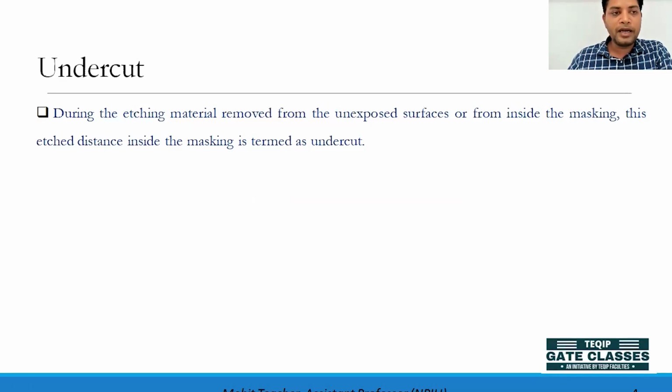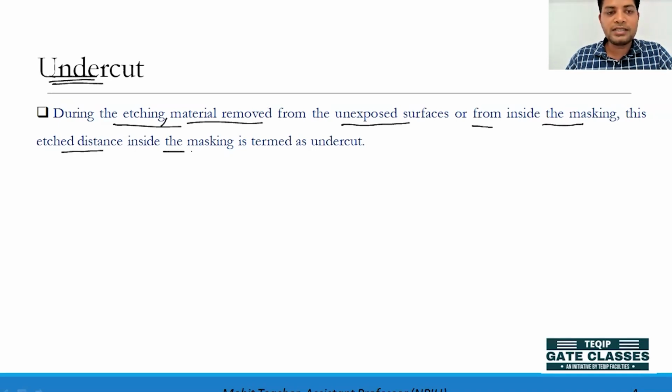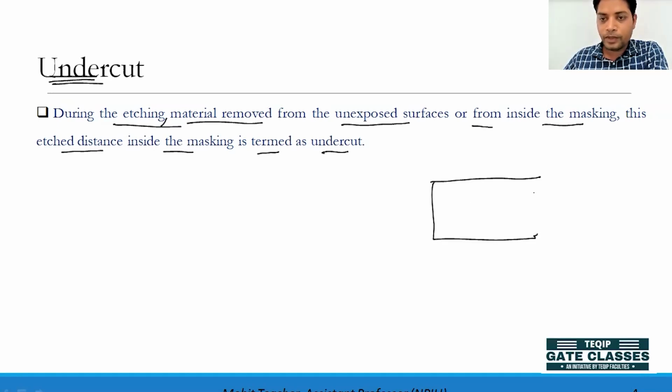So we have to keep that in mind, and there is only one disadvantage, that is undercut. So what is undercut? During etching, material is removed from the unexposed surfaces, from inside the masking. This etch distance inside the masking is termed undercut. What I mean is, suppose this is your workpiece, and over that you are applying the mask.